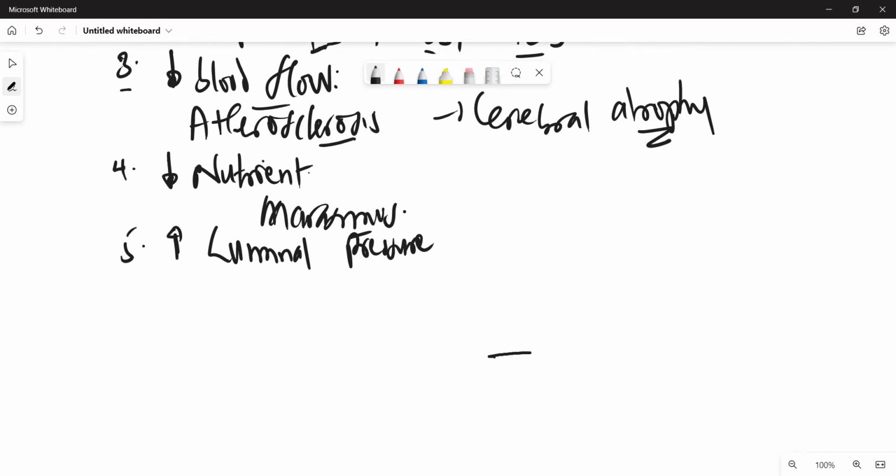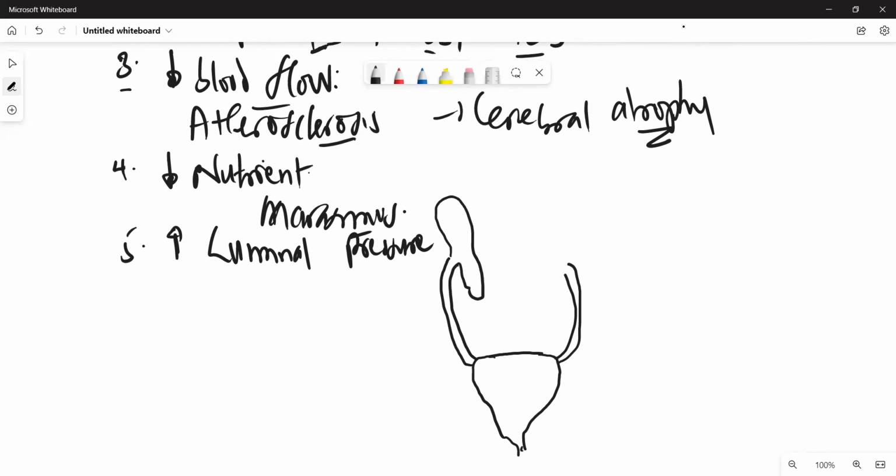So let's say this is the bladder, and connected to the bladder is going to be our ureter. Of course, the ureter is connected to the pelvis of the kidney, and then we have the kidney right here.